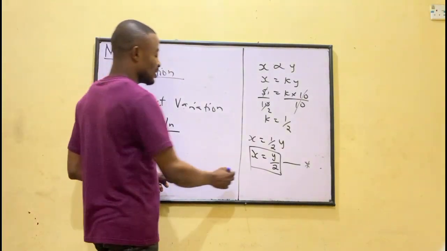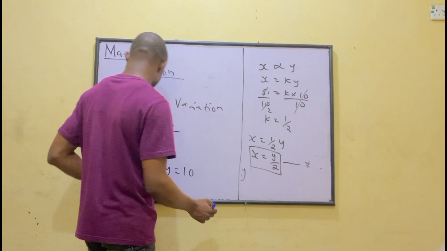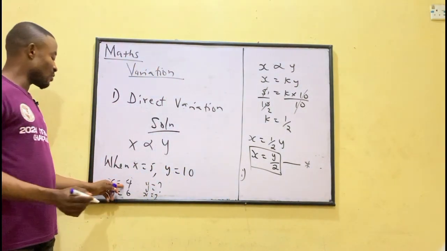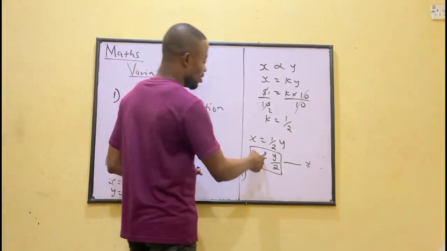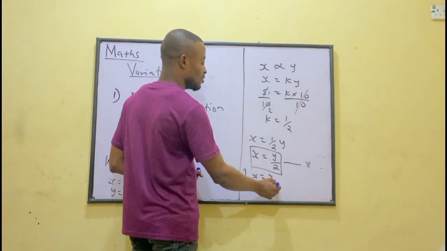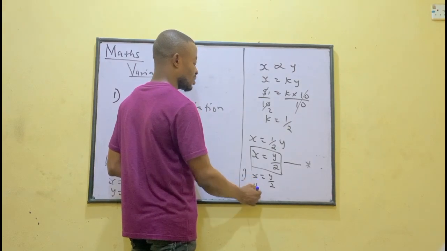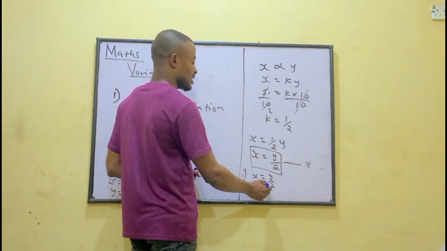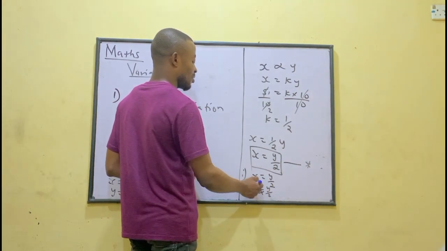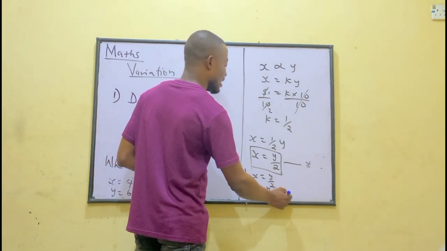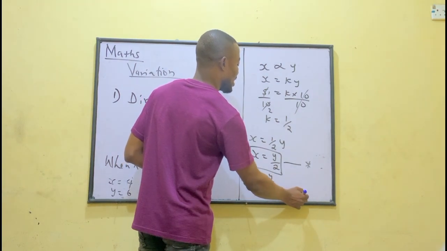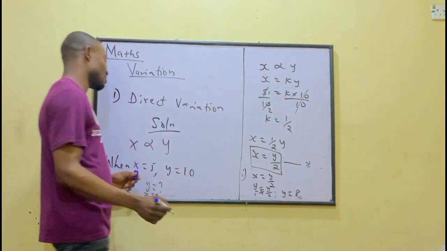So the first one is: calculate y when x is equal to 4. So coming to this place now, you already have that x is equal to y/2. Now when x is equal to 4, you have 4 equals y over 2, you cross multiply. From here now you have that y is equal to 2 times 4, which will give us what? 8. So y is equal to 8 when x is equal to 4.